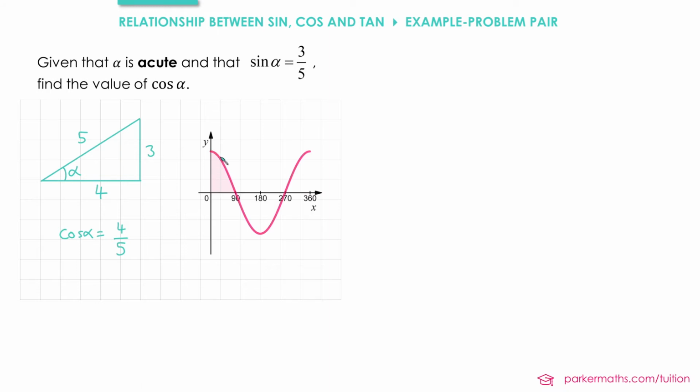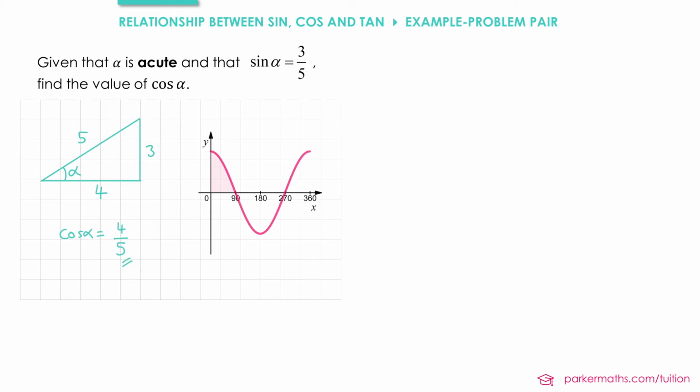Notice that in the acute region of this graph, between 0 and 90, the graph is always positive. And that means if we know alpha is acute and we're trying to find cos alpha, then cos alpha is 4/5 and not negative 4/5. And so our answer remains unchanged.